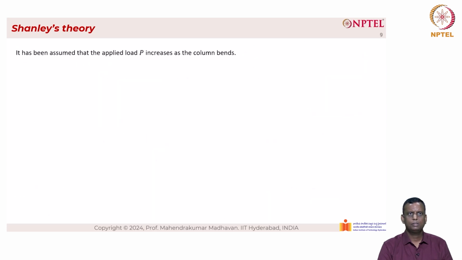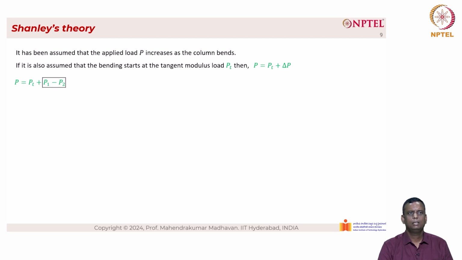It has been assumed that the applied load P increases as the column bends. If it is also assumed that the bending starts at the tangent modulus load P sub T, then P equal to P sub T plus delta P, which indicates P equal to P sub T plus P1 minus P2. This P1 minus P2 can be expressed as P1 minus P2 equal to A by 2 into E1 into epsilon 1 minus A by 2 into E2 into epsilon 2, which gives rise to A by 2 into E1 epsilon 1 minus E2 epsilon 2.